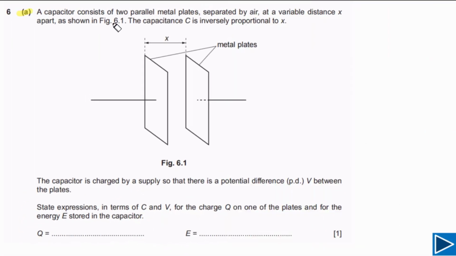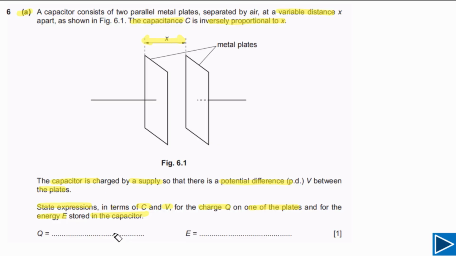For part A, it is given to us the capacitance C is inversely proportional to X. And X is the distance between plates, and this distance is variable. It simply means that the distance between plates can be increased or decreased. It is also given that the capacitor is charged by a power supply, and there is a potential difference V between the plates. The question is asking us to state expressions in terms of C and V for the charge Q on one of the plates and for the energy E stored in the capacitor.